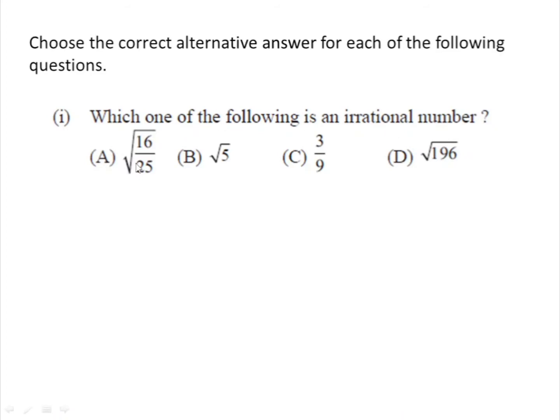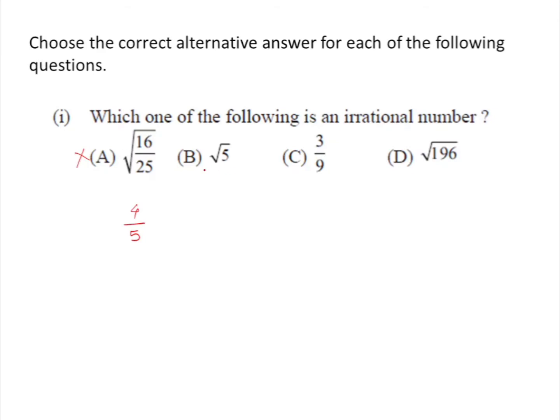And the four alternatives are root 16 by 25, root 5, 3 divided by 9 and root 196. So we have to select the irrational number amongst all these four. So if we simplify this, the first alternative, that is under root 16 divided by 25, is there. So we know that square root of 16 is 4 and square root of 25 is 5. So we can write this number root 16 by 25 as 4 divided by 5, which is a rational number because it is written in the form p divided by q. That's why root 16 divided by 25 is not an irrational number.